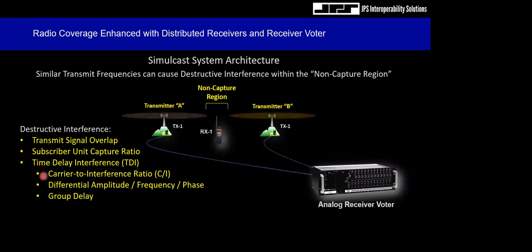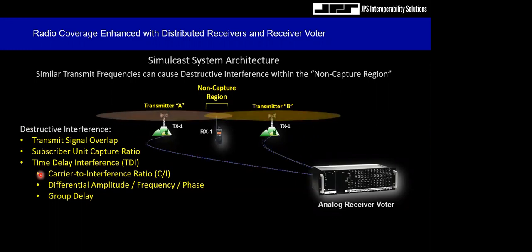Sometimes we call this carrier to interference ratio for us. For some of the radar folks out there, we might call that co-channel interference. It's really all the same thing. We want to suppress the other signal and capture or focus on another signal.